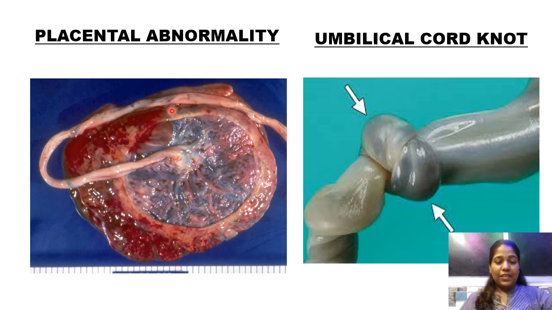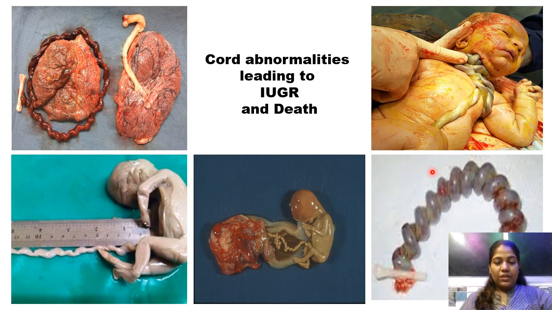So this is placental abnormality, circumvallate placenta, where fetal membranes will fold on maternal surface. It has high risk of preterm birth. Umbilical cord knots can cut off the blood supply and can predispose to IUGR or an IUD. These are the cord abnormalities like nuchal cord, which can have marks similar to strangulation.